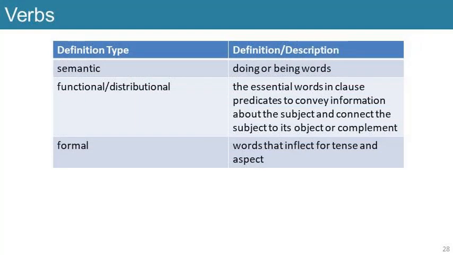The second most common part of speech is the verb class. Verbs can be defined semantically as doing or being words, that is, referring to an action or state. They can be defined functionally, distributionally as the essential word in the predicate to convey information about the subject and connect the subject to its object or complement. A formal description of verbs notes that they inflect for tense and aspect. For example, the verb eat becomes ate in the past tense and eating in the continuous aspect.